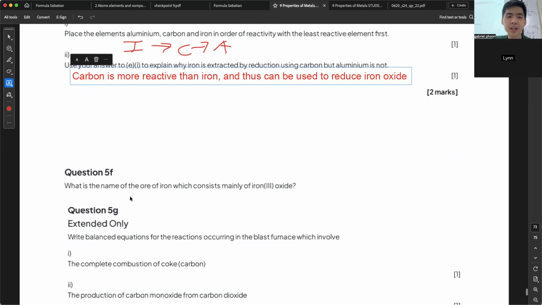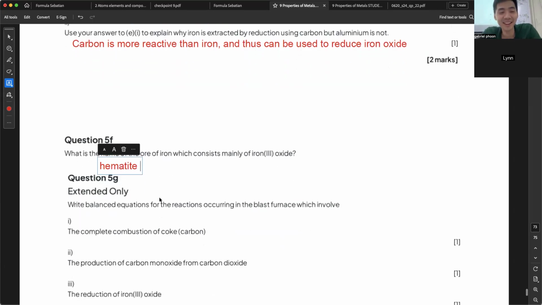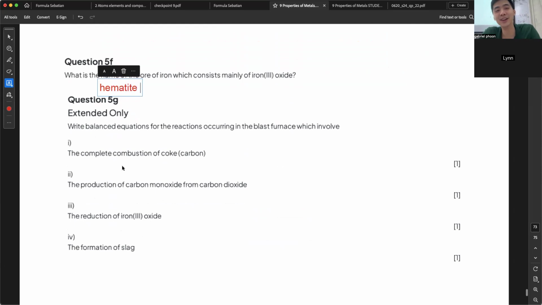Okay. What's the name of the ore? It's definitely hematite, right? No, bauxite for iron oxide. Aluminium also bauxite. Iron also bauxite. Yes, hematite. And for this one here, literally, you can refer to your notes.